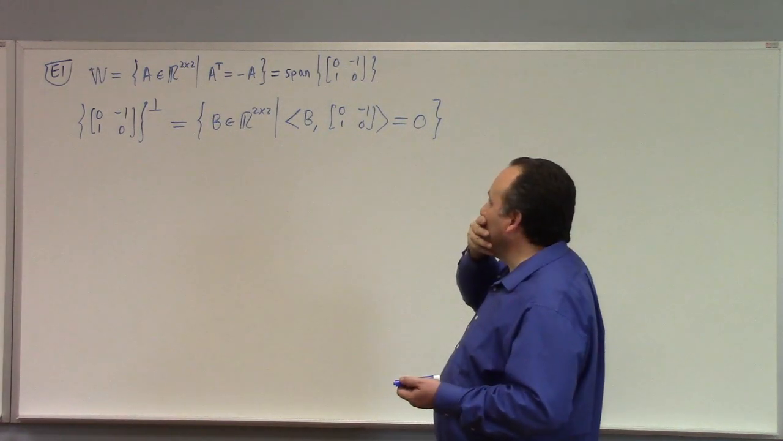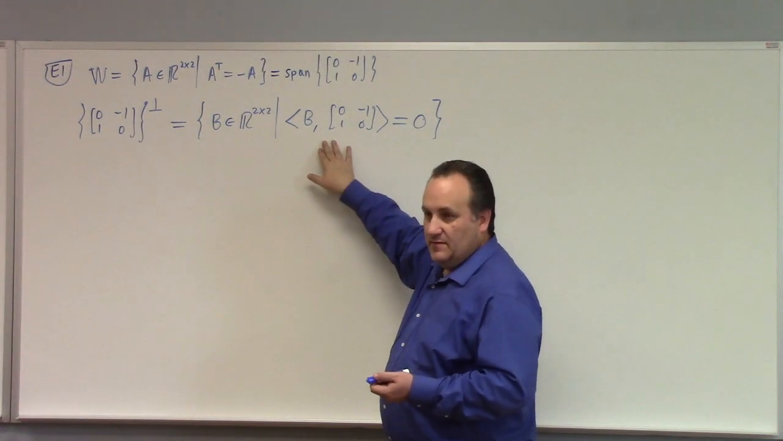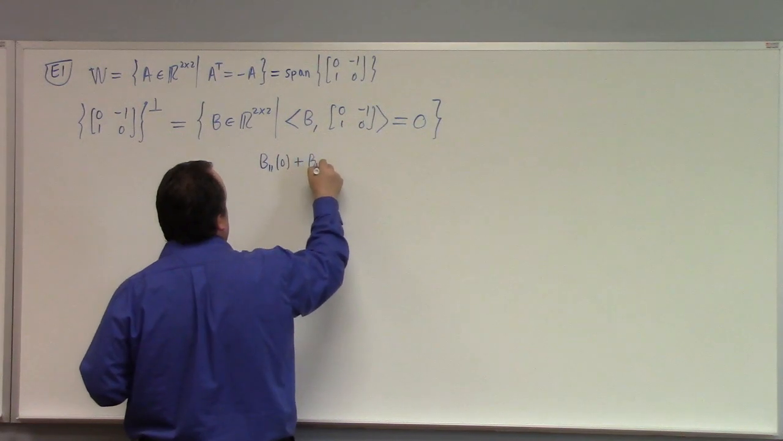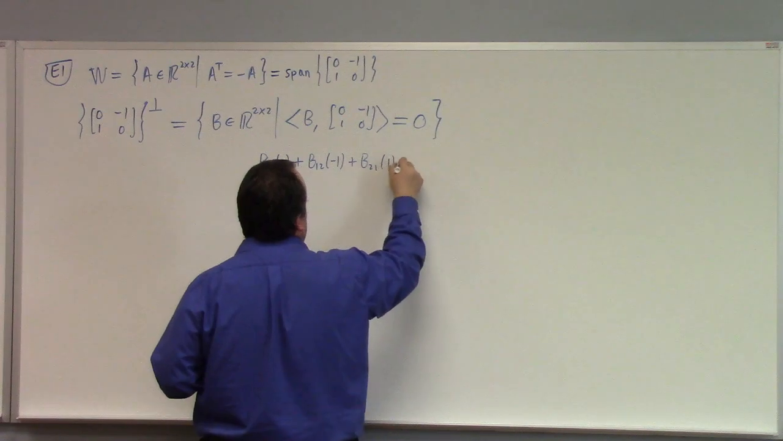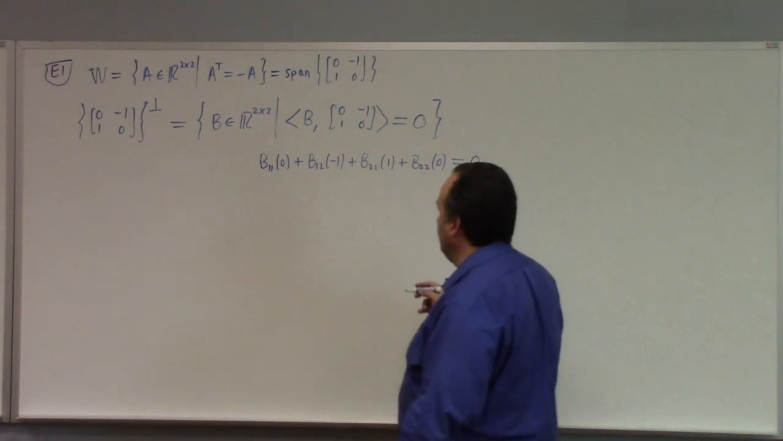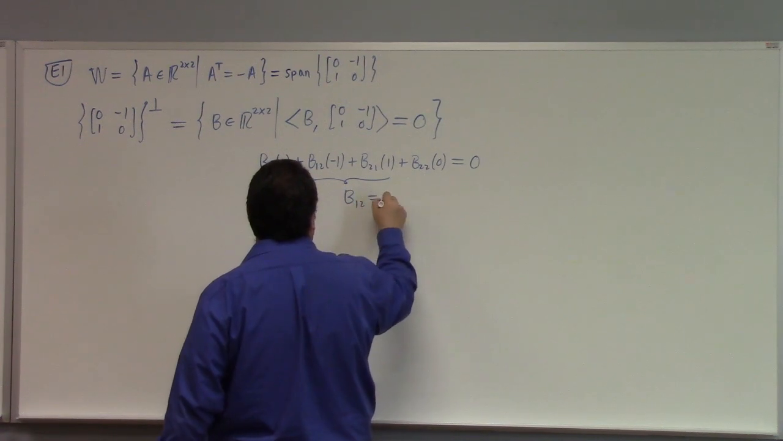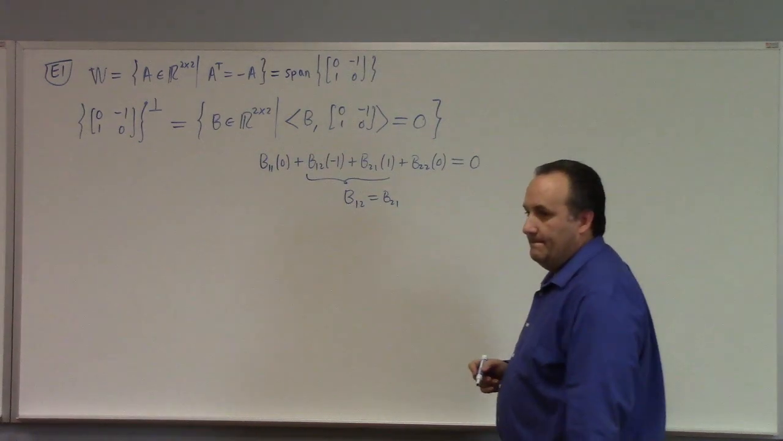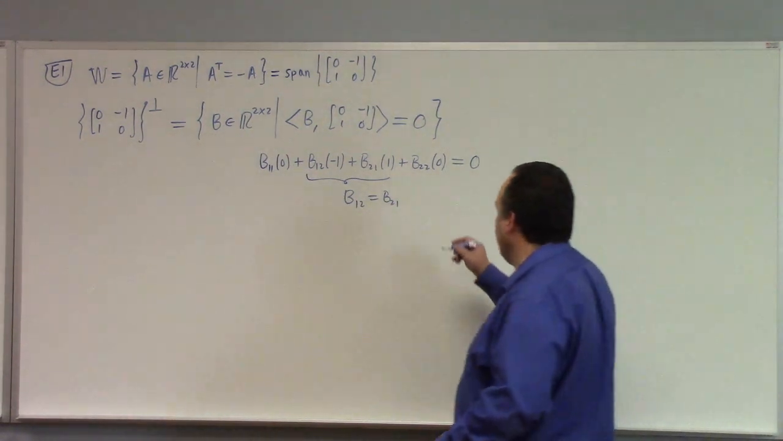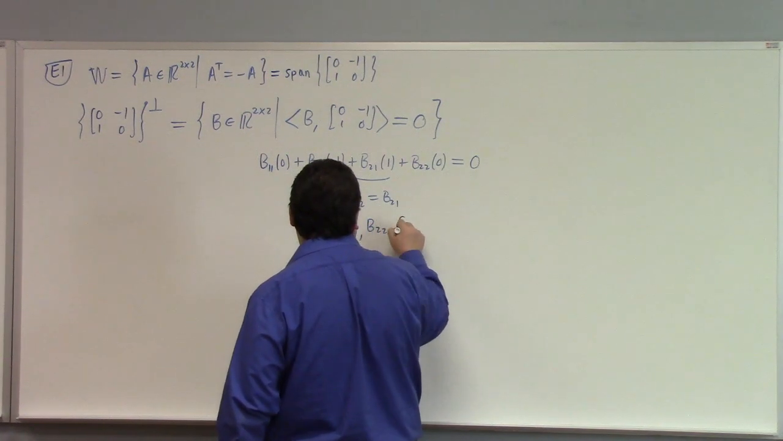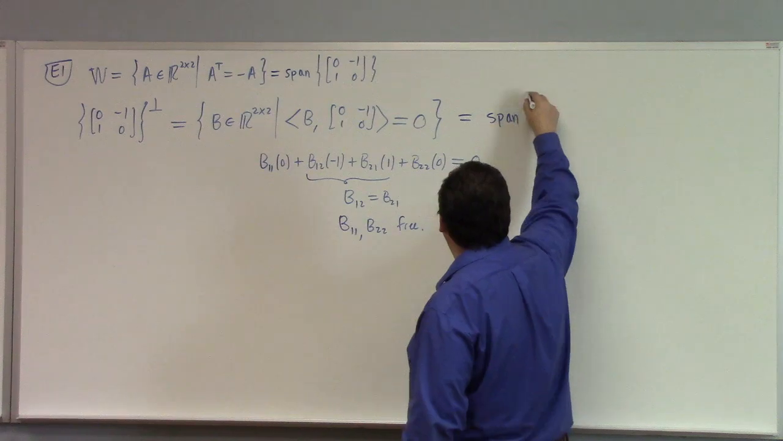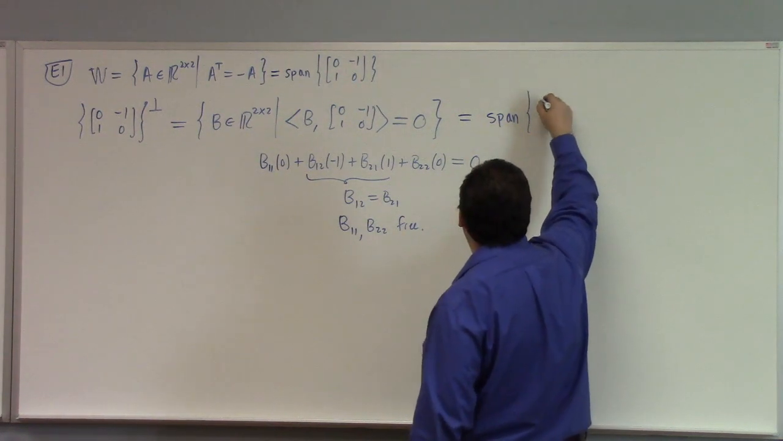So what does this work out to? This is the Frobenius inner product, right? So this gives us B11 times 0 plus B12 times -1 plus B21 times 1 plus B22 times 0, if you just work it out. Which apparently tells me what? It tells me that B12 is equal to B21. And I get no condition whatsoever on B11 and B22. Those are free. So what is this? Well, apparently it's the span of matrices of the, well, I can just write it out. It's the span of this.